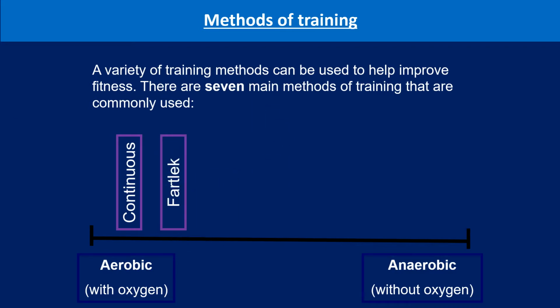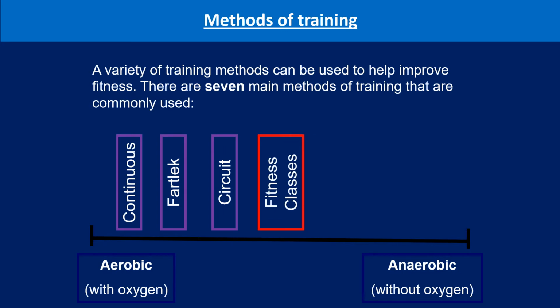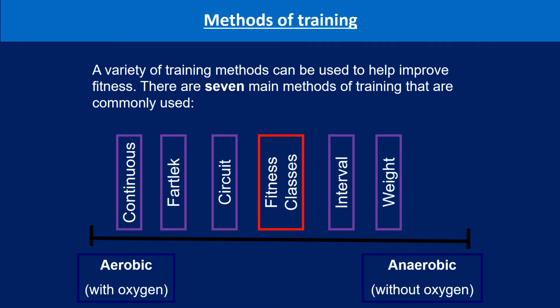The method of training that uses aerobic respiration most would be continuous training, then fartlek training, followed closely by circuit training. You've got fitness classes, I've put that in a red box, I'll explain that in a second. You've then got interval training, weight training, and lastly plyometric training.